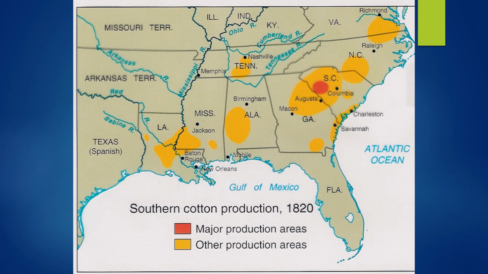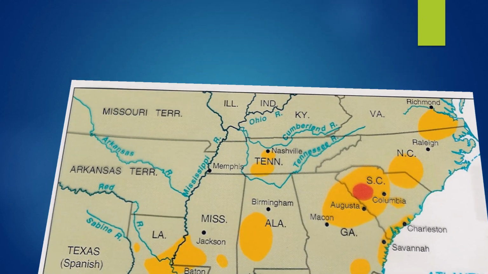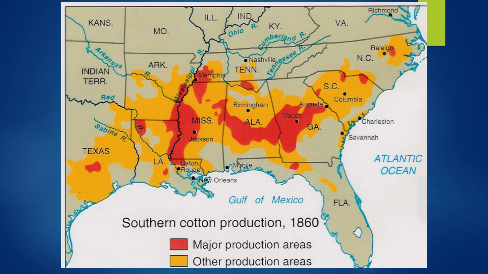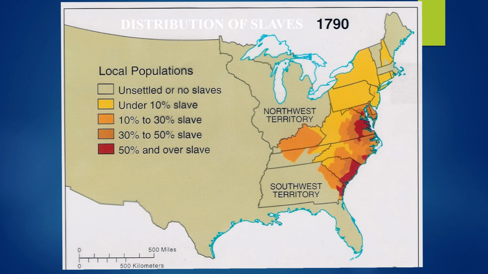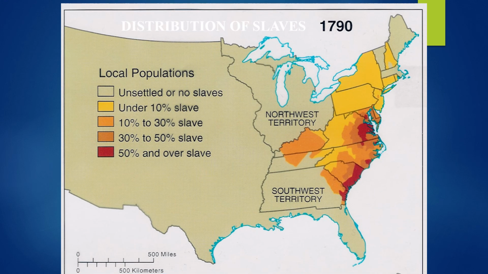I have here just a couple of maps. This shows you some of the major cotton production areas by 1820 after the first cotton boom. But after 1820, another cotton boom ensued, and we see the development of cotton in these areas, particularly going through Alabama, Mississippi, and Louisiana. Furthermore, these maps correlate the distribution of slaves.